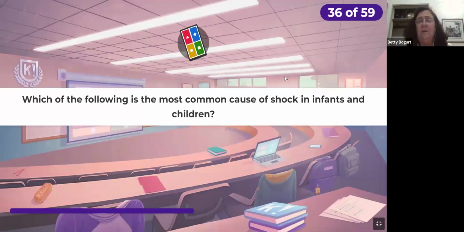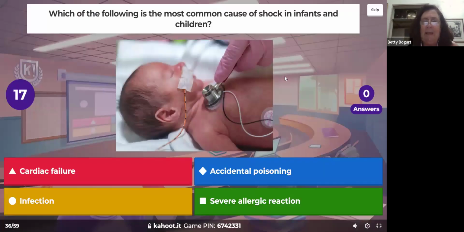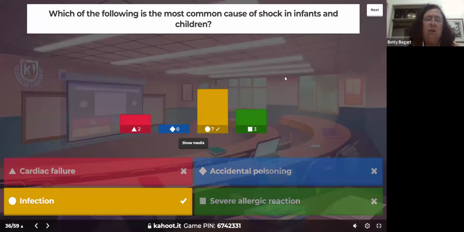Which of the following is the most common cause of shock in infants and children? What did I tell you? If you ever get the chance to work in a nursery or newborn ICU, children and infants that are starting to get that infection will have periods of apnea and bradycardia. It's very subtle and usually no fevers yet. And that's telling you they're going in having an infection. So it's sepsis, infection, that causes shock.